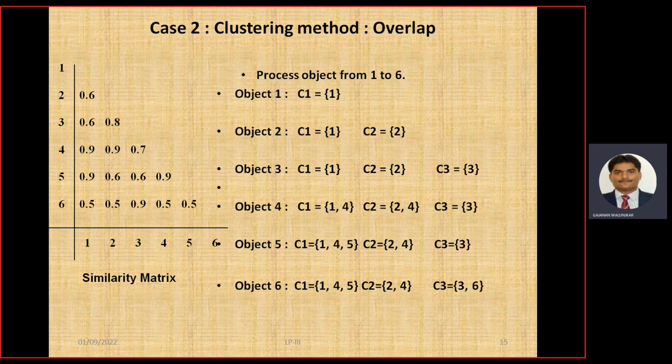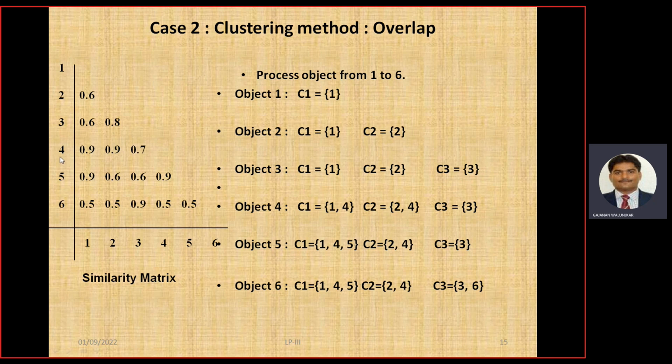Okay. Now in the overlapping approach, what will happen? In the same way, you start with object 1 and place it in cluster C1 by default. Process object 2, compare the similarity with 1, not satisfied, create the second cluster and put 2 inside that. For 3, again you are comparing with 1 and 2, but they do not satisfy the threshold criteria, so create the third cluster C3 and place the third object in cluster 3.